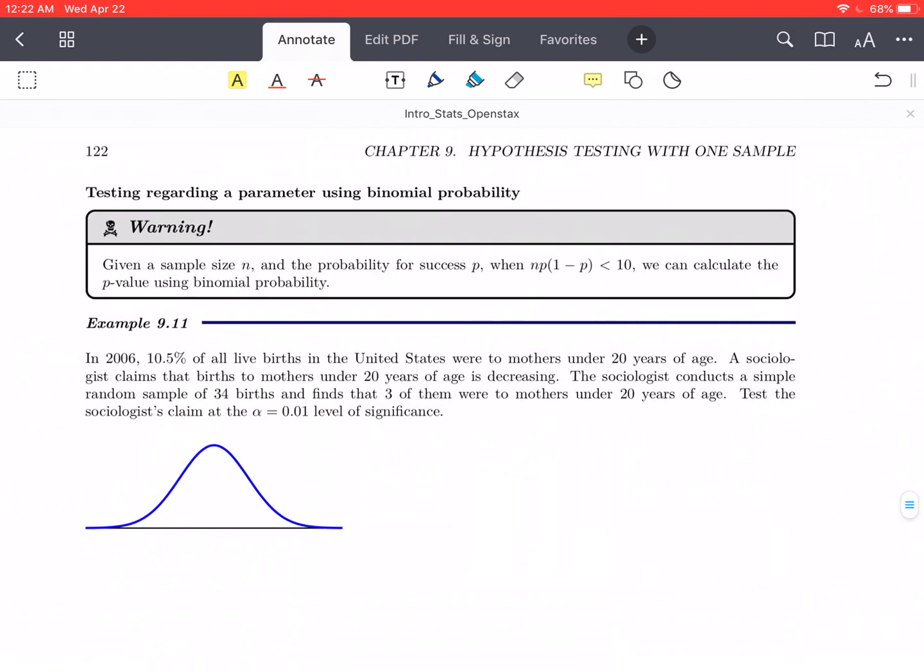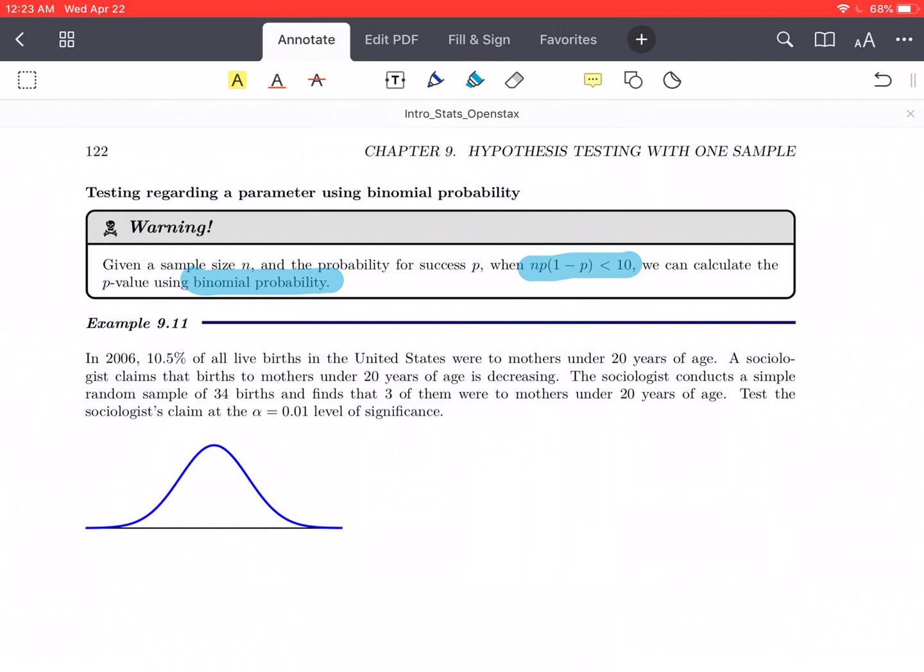Sometimes we have a sample size that is too small when we're running a hypothesis test on a proportion. If this value is greater than or equal to 10, we're good because we're approximately normal. But if it's less than 10, we can actually compute the p-value using a binomial probability. We haven't seen binomial for a couple chapters now, but it's actually going to simplify our work quite a bit to get that p-value. We're just going to use the binomial distribution instead. So let's read the example.